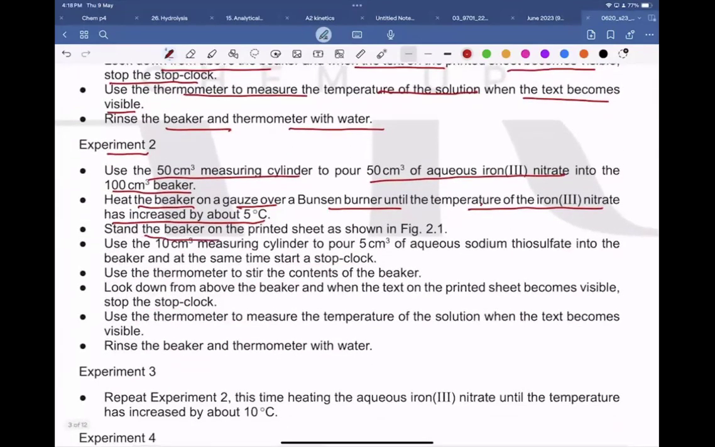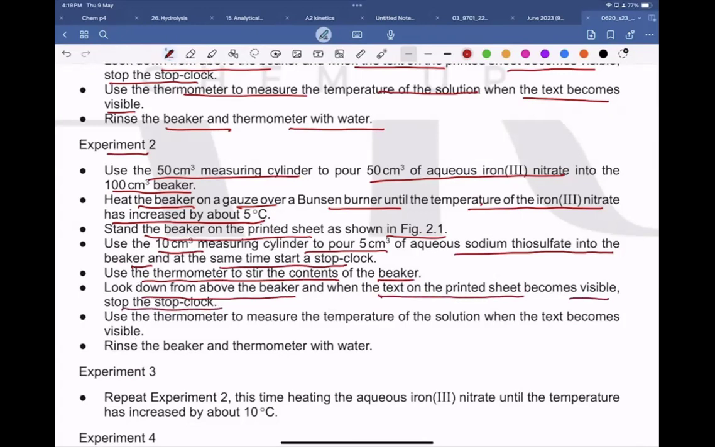Stand the beaker on the printed sheet as shown in figure 2.1. Use the 10 cm³ measuring cylinder to pour 5 cm³ of aqueous sodium thiosulfate into the beaker, and at the same time start a stop clock. Use the thermometer to stir the contents of the beaker. Look down from above the beaker, and when the text on the printed sheet becomes visible, stop the stop clock.